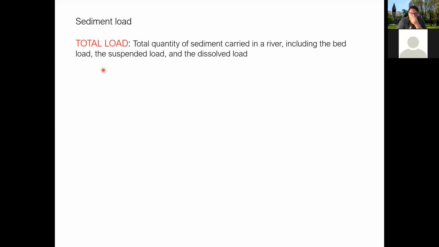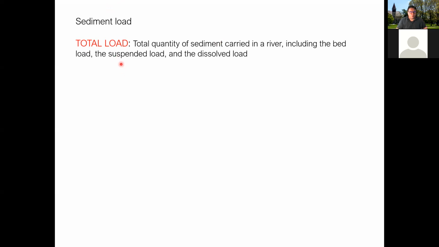So we introduced the idea that the sediment load is moved as well as the water in these areas. And we're going to talk a little bit about the sediments before we go further, just because it's a pretty important part of understanding the hazards and the implications of changing river channels and things like that. So the first term I'm introducing here is the total load, and that's the total quantity of sediment that's actually carried in a river. So that includes the bed load, the stuff that's getting pushed along the bottom of the river channel, the suspended load.